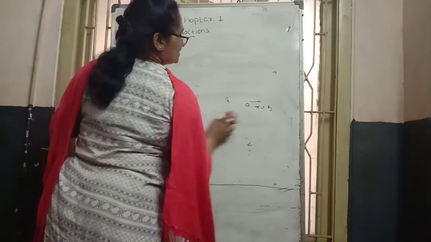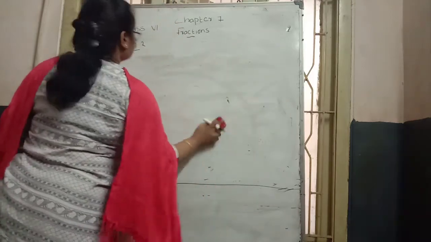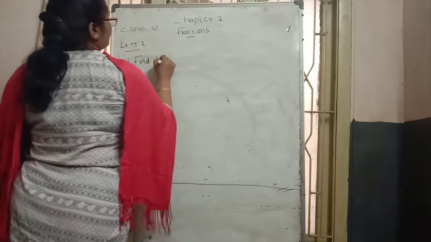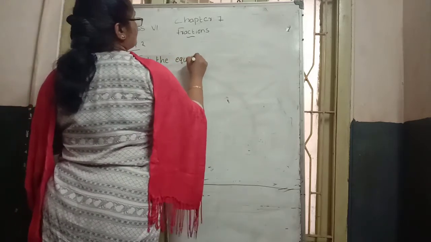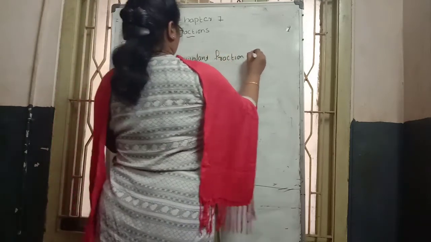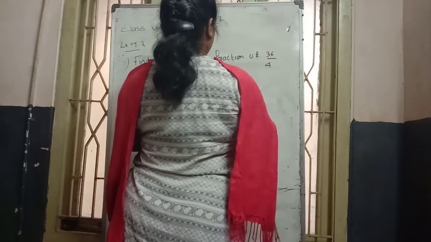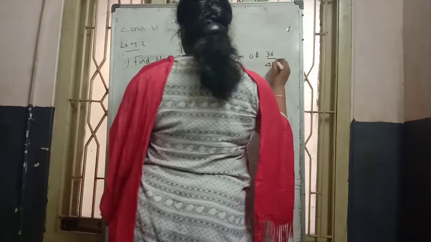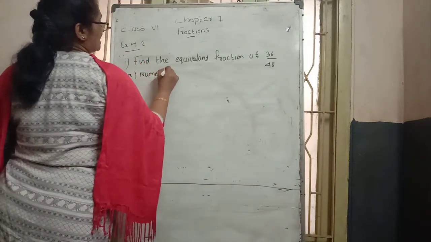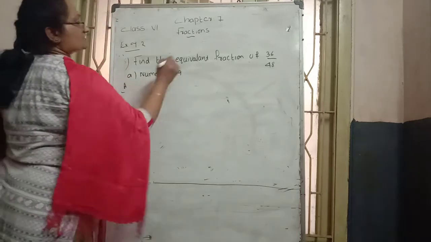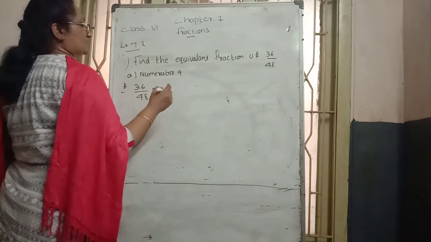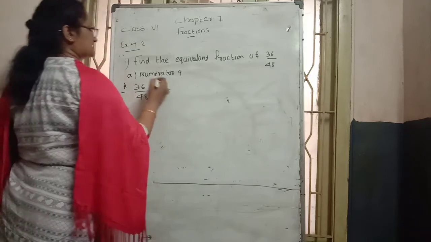The next question we can write as the fifth question. Find the equivalent fraction of 36 by 48, with the numerator value given as 9. Same process only. First, take 36 by 48. Then the next numerator value is given as how much? 9. So in the numerator place, substitute 9.